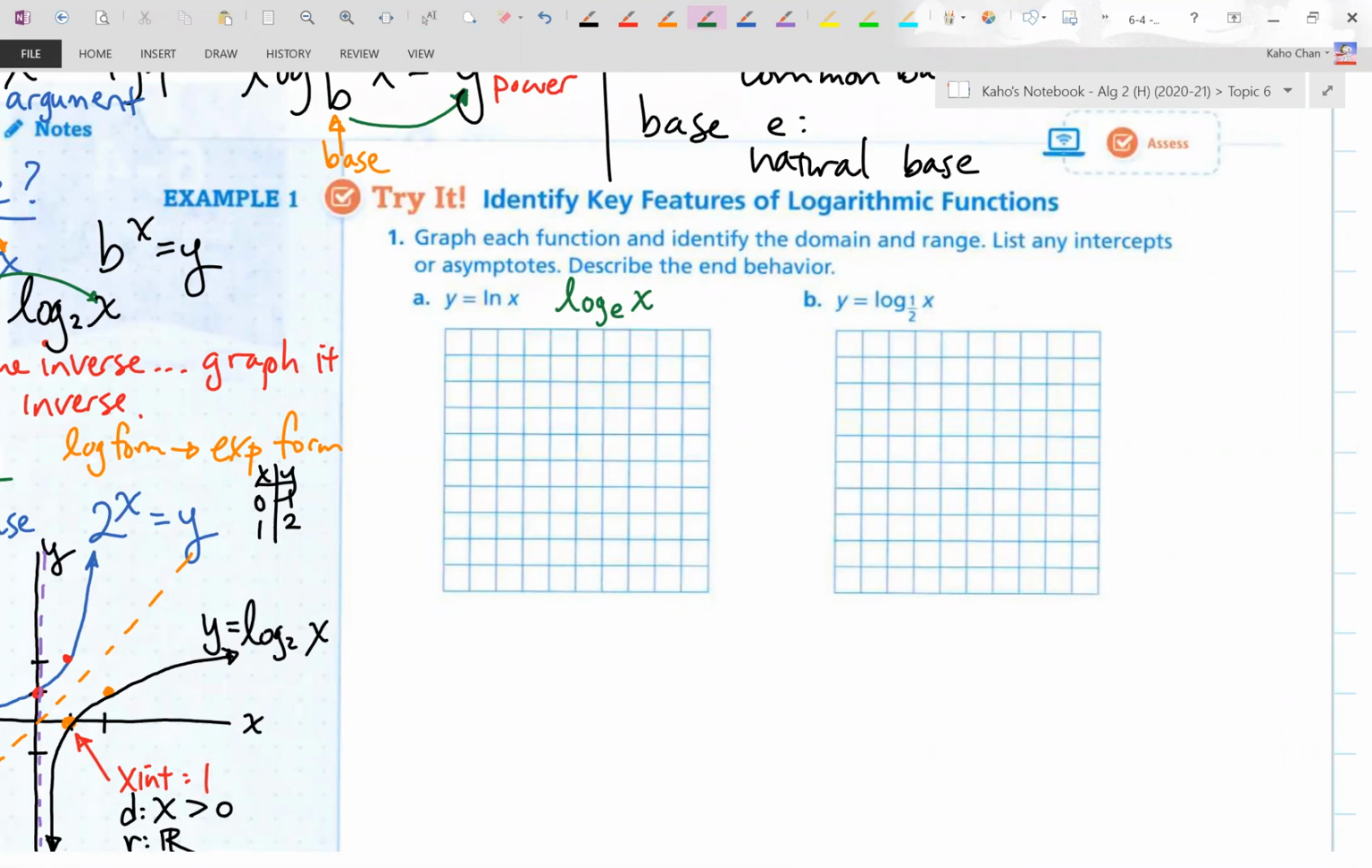So the technique here is to swap x and y. Oh, by the way, I set that equal to y. So let's swap x and y. We're going to graph its inverse first. Okay? So we have now, not a lot of room here, I apologize, log base e of y equals x. And then solve for y again. Now, it's in log form. I'm going to change it to exponential form.